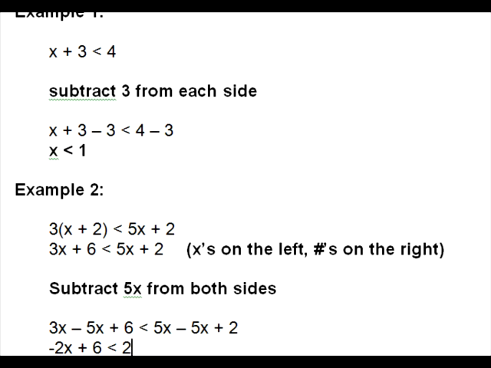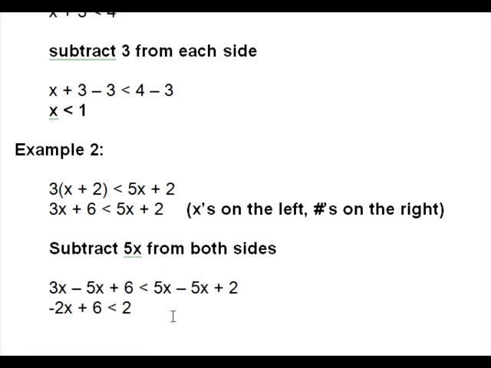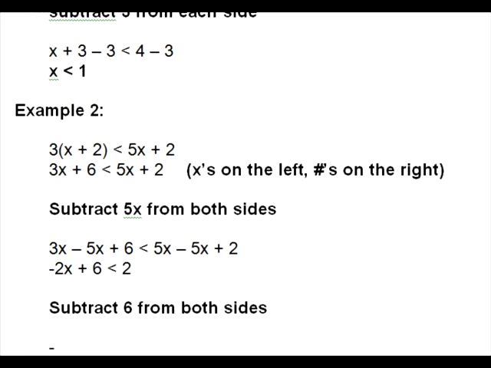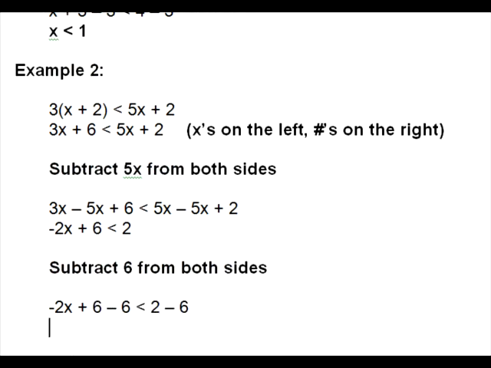All right, so I want to get rid of the 6 next. How to get rid of the 6? Plus 6. All right, great. I'm going to subtract 6 from both sides. That's going to change to negative 2x plus 6 minus 6 is less than 2 minus 6.